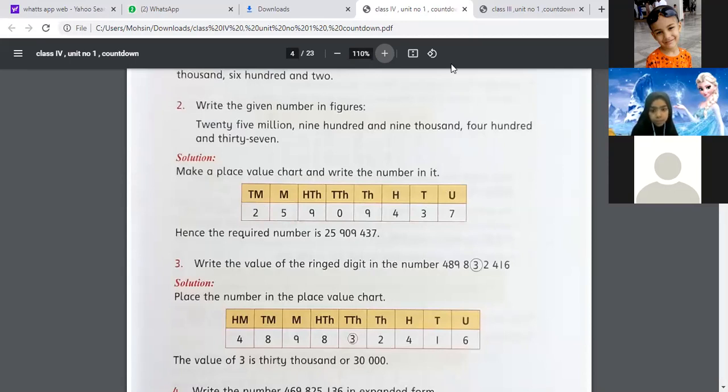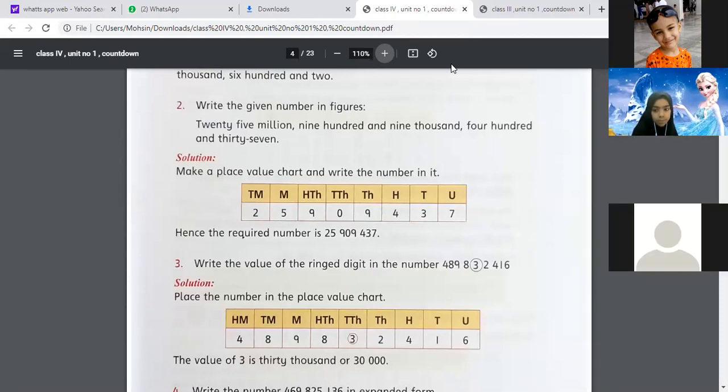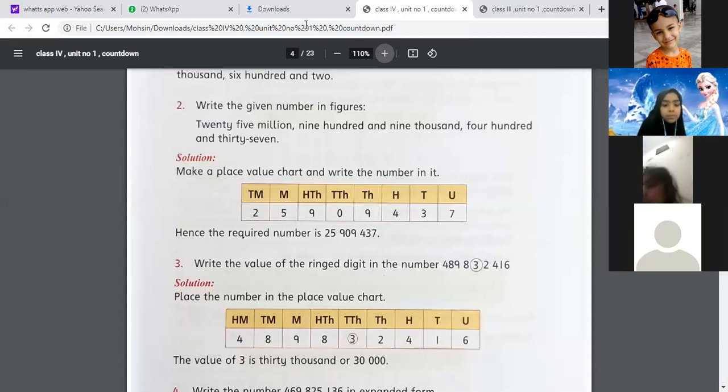Now we are going to do question number 2. What do we have to do here? They give you a value in words. Now you have to write it in figures, and you can also say write it into digits. So what do they write? 25 million. 25 means 10 million. So the first one is 10 million and the second one is million.